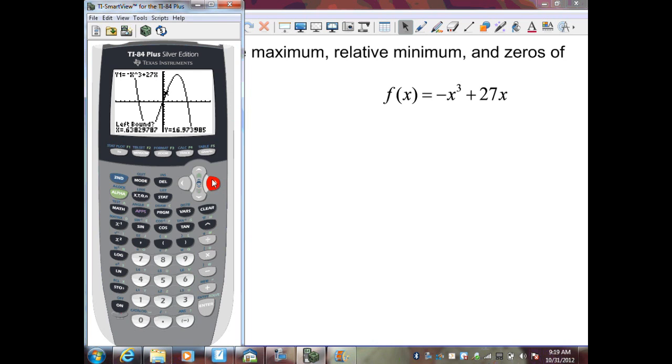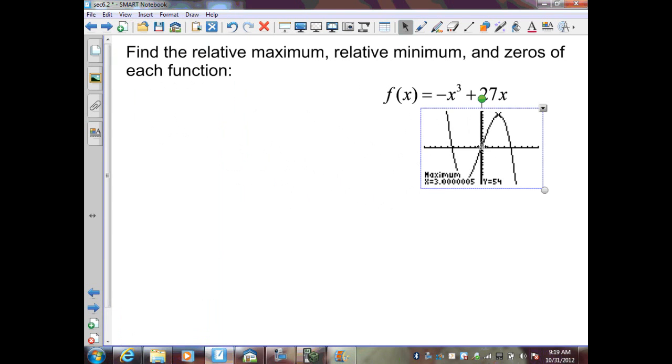So I'm going to scroll to a point just below the max and hit enter. Now they want the right bound, so I want to be to the right of my max, just below that. Hit enter. Then it's going to guess for me. And I'm going to get 3 for my x value and 54 for my y value.